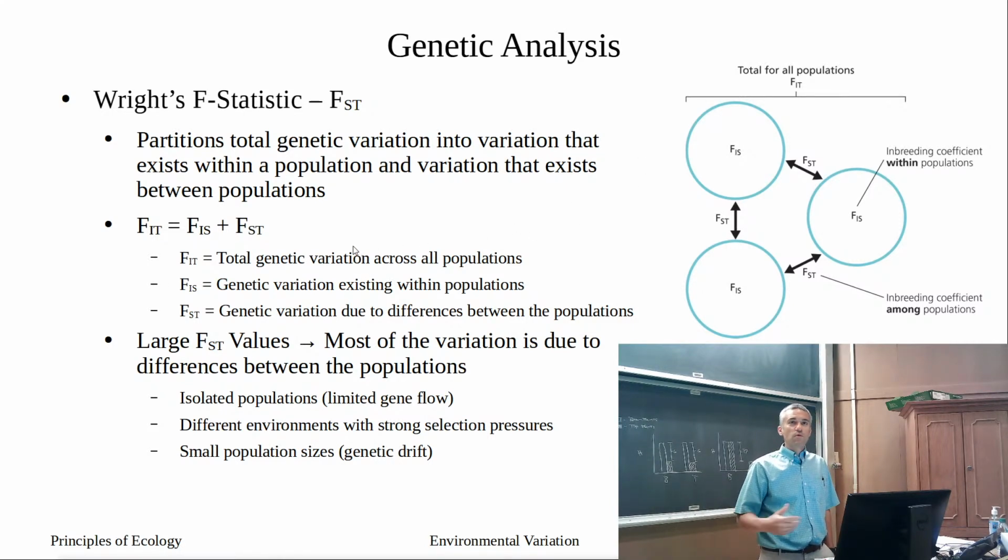And what would produce that? What would produce these large FST values? Well, isolated populations. That's one thing. So if we're isolated, we have limited gene flow. If you have limited gene flow, then you're allowing evolution to take each population down its own evolutionary path.